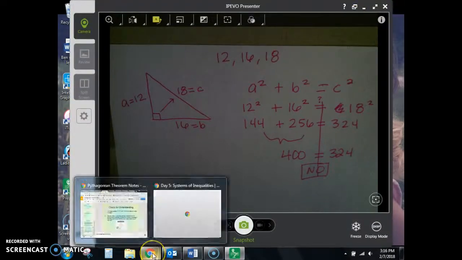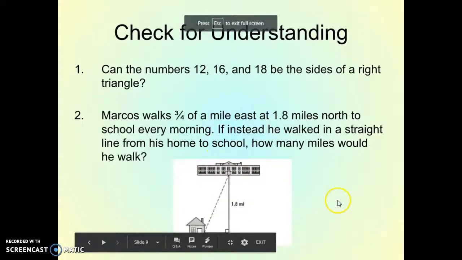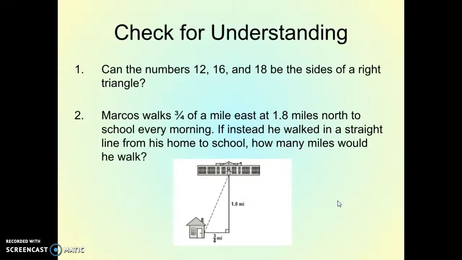All right, the second problem that was on your check for understanding was number 2. It says Marcos walks 3/4 of a mile east and 1.8 miles north to school every morning. If instead he walked in a straight line from his home to his school, how many miles would he walk?